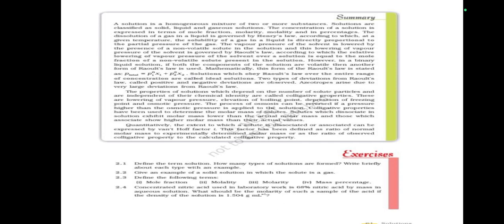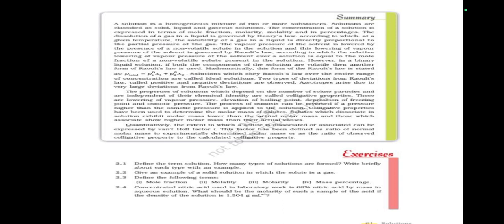However, in a binary liquid solution, if both the components of the solution are volatile, then another form of Raoult's law is used. Mathematically, this form is stated as P total = P1 naught x1 + P2 naught x2. Solutions which obey Raoult's law over the entire range of concentration are called ideal solutions. Two types of deviations from Raoult's law, called positive and negative deviations, are observed. Azeotropes arise due to very large deviations from Raoult's law.